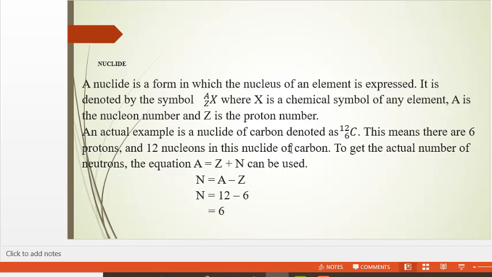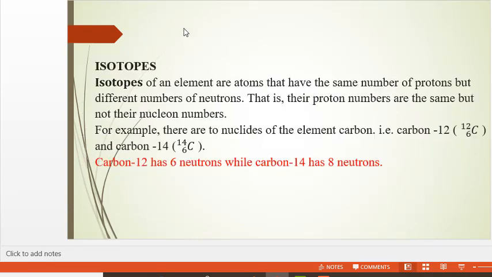So this means that there are 6 protons and 12 nucleons, that is protons together with neutrons, in the nuclide of carbon 12. So to get the neutron number, in carbon 12 there are 6 neutrons, that is A, which is 12, minus Z, which is 6. So 12 minus 6, we arrive at 6. That is the number of neutrons in carbon 12. It is very important to take note of how to calculate neutron number and how to express the nuclide of an element, as we shall see when we come to look at some examples from past papers.